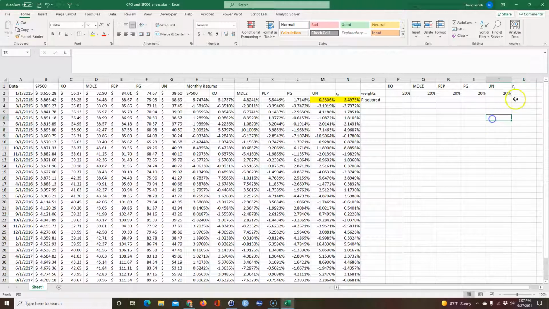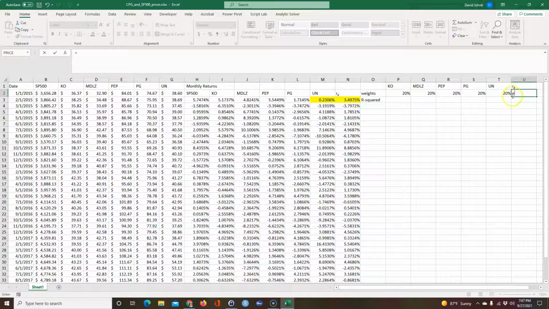This actually happens. This return, the weight for the portfolio is just going to equal to this, is going to be the sum of these, right?